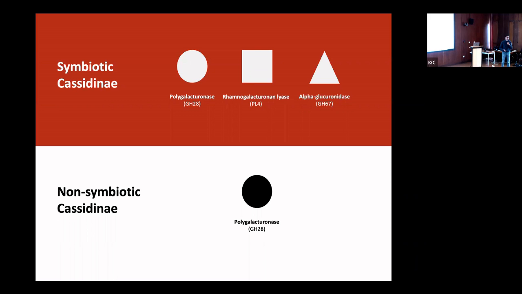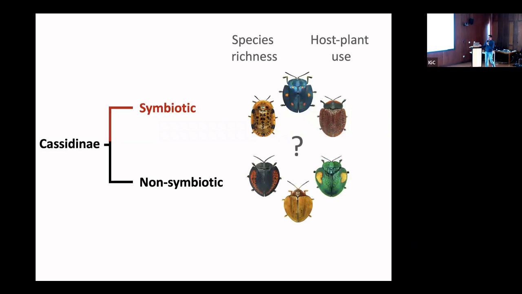At the moment, Marlene is looking at defining the species richness versus host plant use of a symbiotic versus non-symbiotic condition, towards confirming whether symbiont acquisition had an adaptive impact in the host.